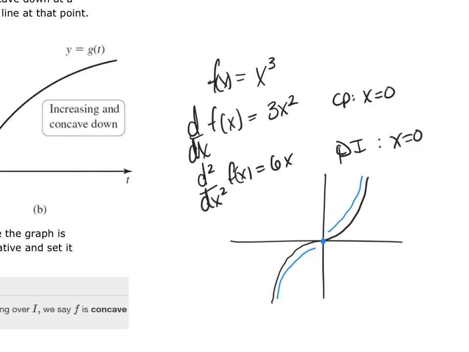Are you ready for this? You do the second derivative, you set it equal to 0, you do a sign graph. That's going to tell you if you're concave up or down. That's it.